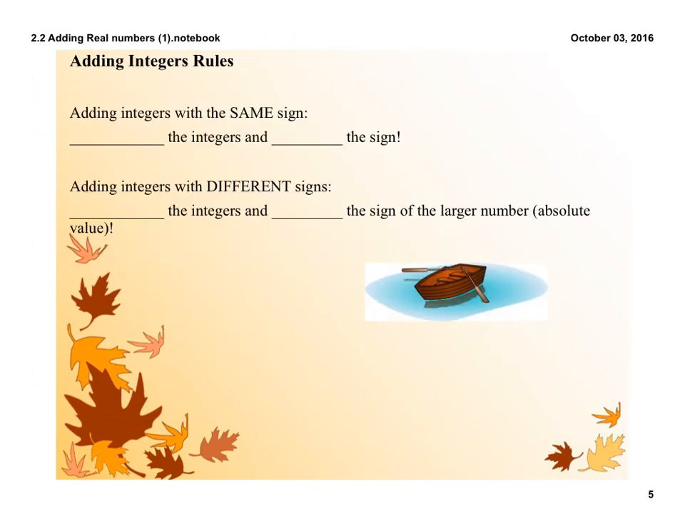Let's see how you did with these summaries for how to add numbers with different signs or same signs. So adding integers with the same sign, you add the integers and keep the sign. And when we're talking about adding the integers, we're talking about the absolute value of this. So -2 plus -3, they have the same sign. So we add the absolute value of those numbers. So 2 plus 3 is 5. And then we keep the sign the same, which is negative.